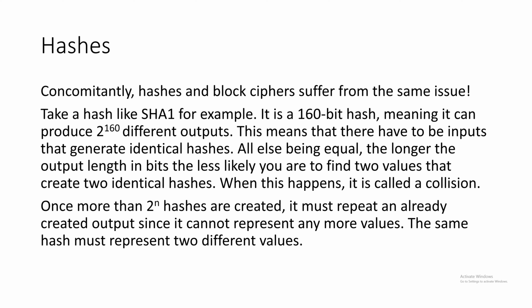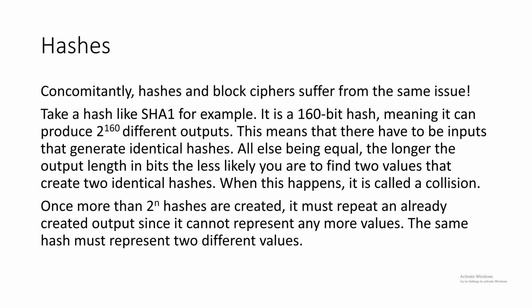This means there have to be inputs that generate identical hashes. All else being equal, the longer the output length in bits, the less likely you are to find two values that create two identical hashes. When you do find two separate non-equal values that create an equal hash, it's called a collision. Once more than 2 to the power of n hashes are created, it must repeat an already created output since it cannot represent any more values. The same hash must represent two different values.